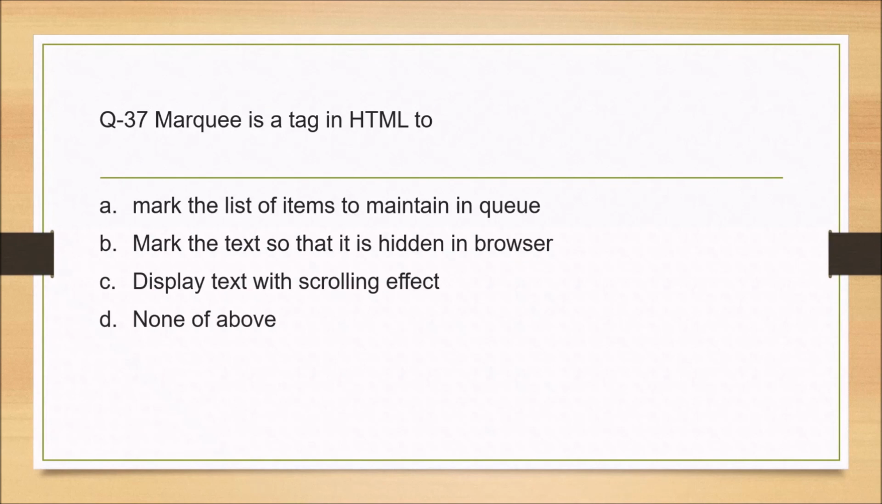Next, marquee tag in HTML is used to: mark the list of items to maintain in queue, mark the text so that it is hidden in browser, display text with scrolling effect, or none of the above. And the correct answer is display text with scrolling effect.